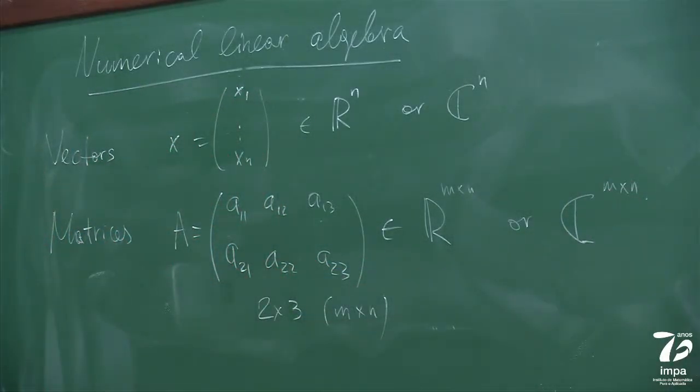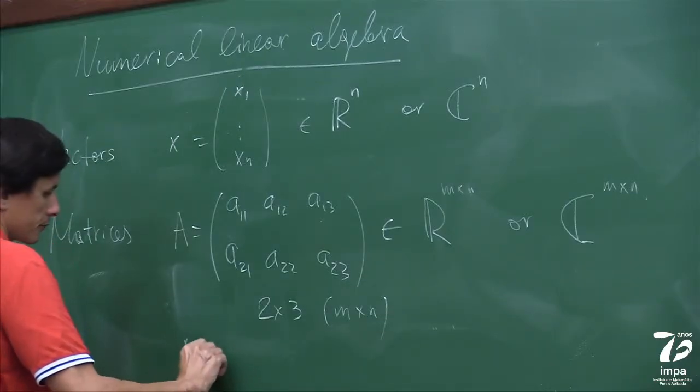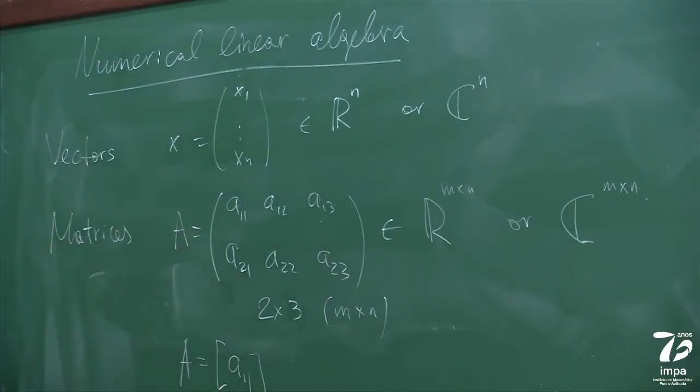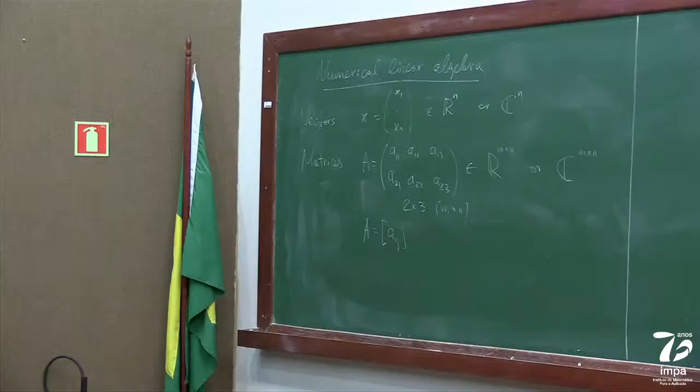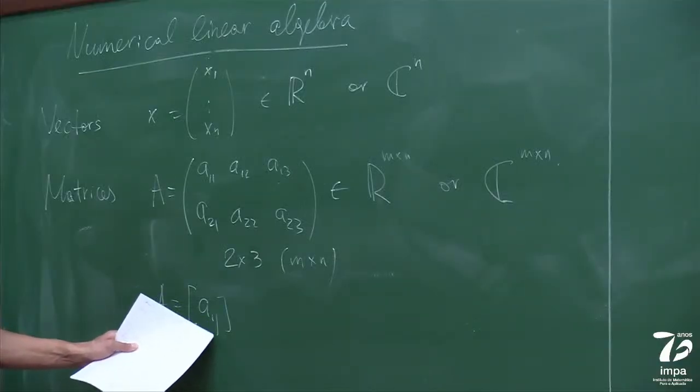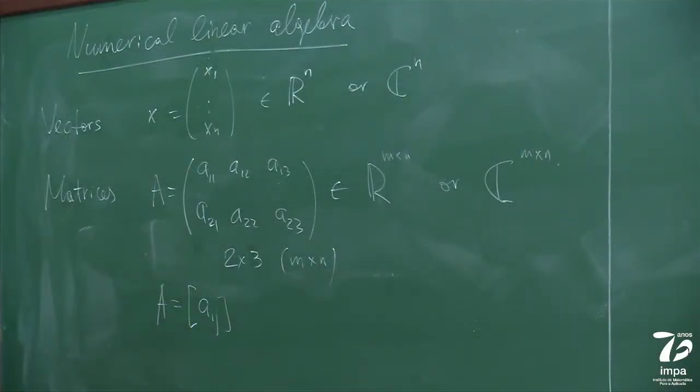So vectors, matrices. Sometimes you just write the short version of the matrix, A_ij. It means that the elements are called lowercase a, and the indices are i, j. So this is a way you can write it.